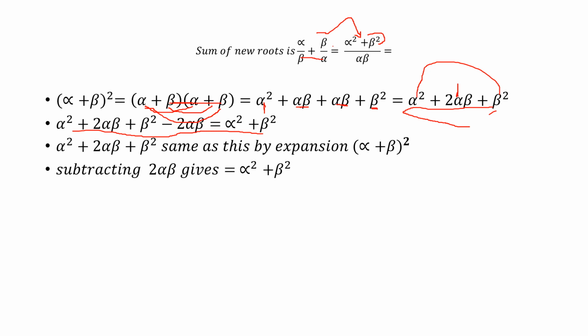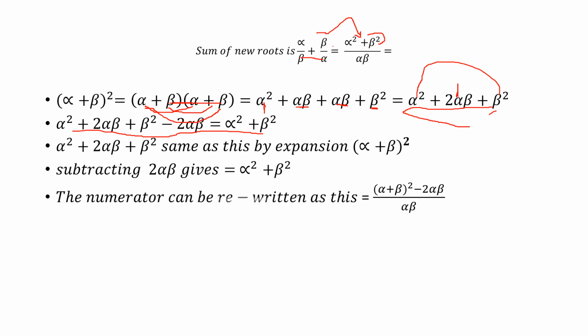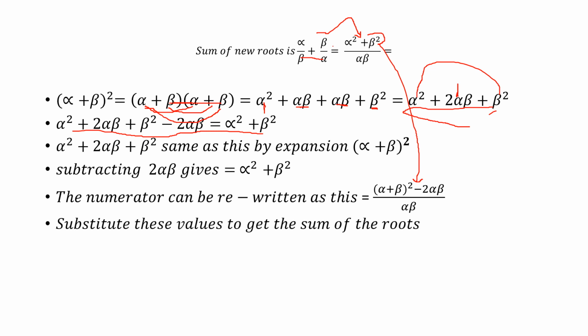Now I can express this numerator here, this alpha plus beta square, as alpha square plus 2 alpha beta plus beta square minus 2 alpha beta. Since you give us this one, we will subtract this. Since you give us alpha plus beta square, right? So you can express this one as this. You get? So we move.